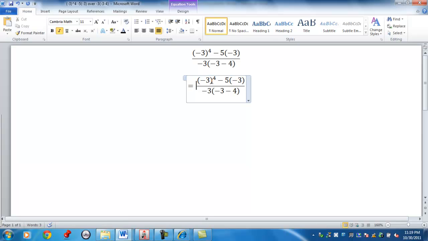Now, if I have negative 3 raised to the fourth power, it's negative 3 times negative 3 times negative 3 times negative 3, which would give you a positive 81.